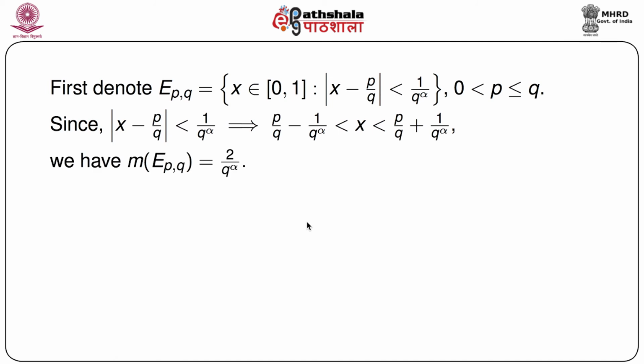This helps us in finding the Lebesgue measure of E_pq, which is nothing but the upper limit minus the lower limit, that means 2 by q to the power alpha. So we get a concrete real number value of the measure of E_pq for every p and q, and remember this is independent of p. This is a very interesting point to note.